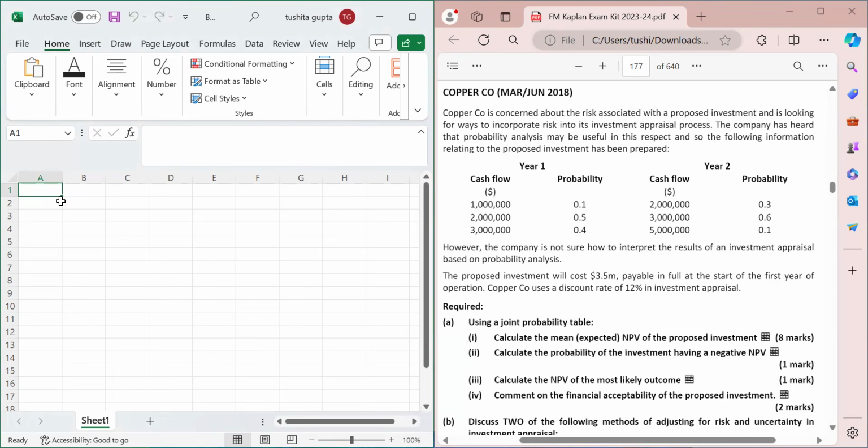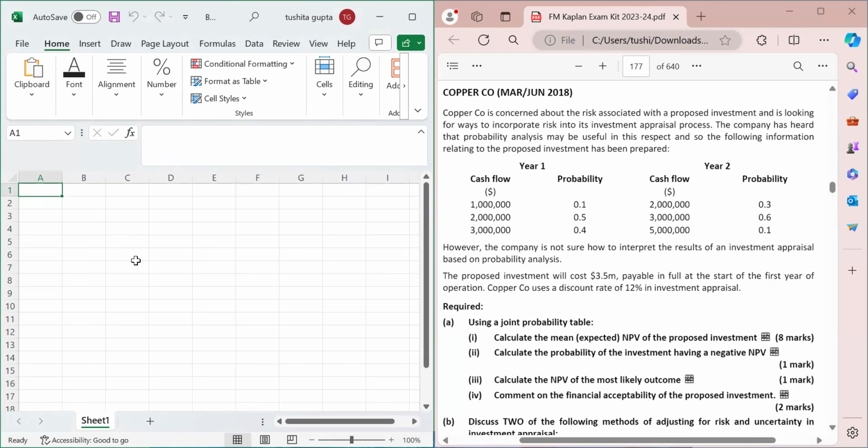Similarly, coming to year 2, you again have 3 sets of probabilities. Either you can get 2 million, the probability of that is 30%, 3 million's probability is 60%, and there's a 10% probability that you get 5 million. However, the company is not sure how to interpret the results of an investment appraisal based on probability analysis. The proposed investment will cost them $3.5 million, payable in full at the start of the first year of operation. Copper Company uses a discount rate of 12% in the investment appraisal process.